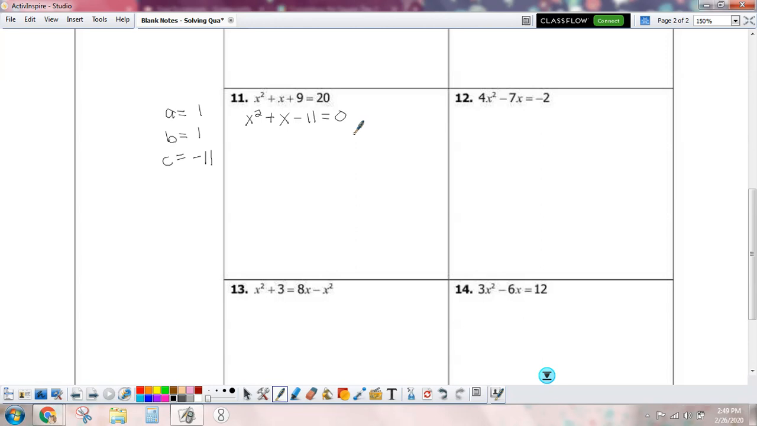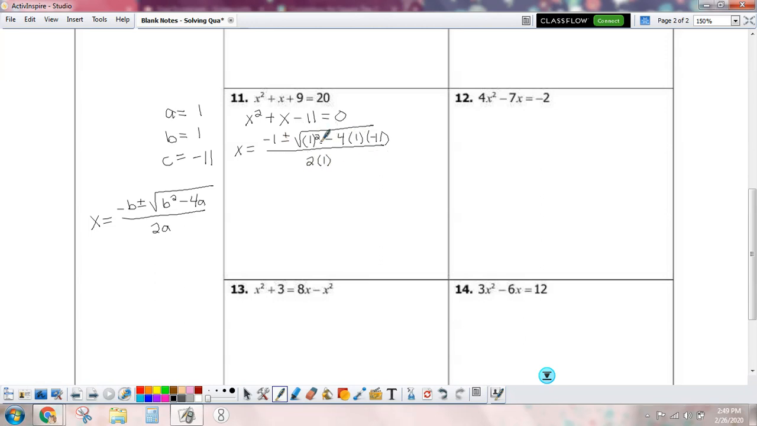Okay, so now I can go ahead and plug this into my formula. Remember, my formula is x equals the opposite of b plus or minus the square root of b squared minus 4ac all over 2a. Okay, so I'm going to go ahead and plug in my numbers. So I'm plugging in the opposite of b, and that is negative 1 plus or minus the square root of 1 squared minus 4 times 1 times negative 11, all divided by 2 times a.